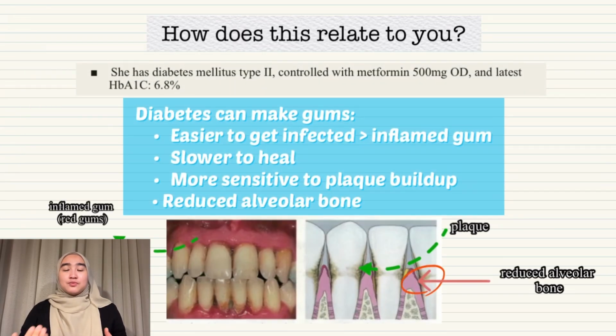Okay, miss, you might be wondering how this relates to you. Since you have diabetes, your gums can get infected more easily, which means inflamed gums, or what you can call redness of your gums. Your gums might also be slower to heal and are more sensitive to plaque buildup. When there is plaque buildup, it can lead to a reduction of your alveolar bone and your gums.